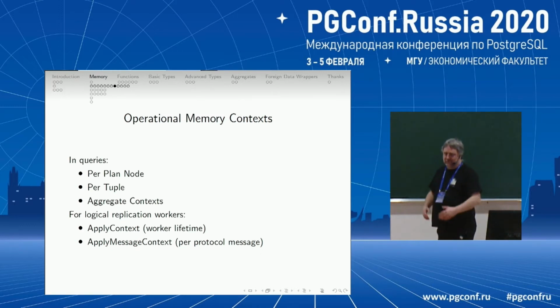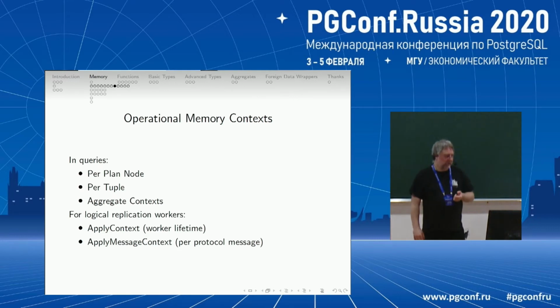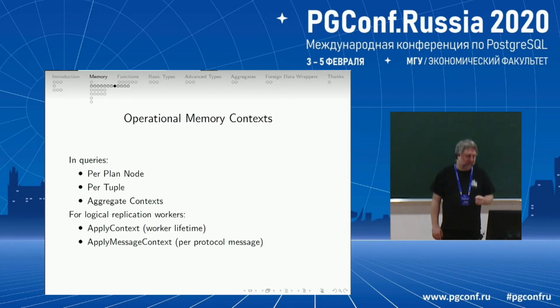Then we have, in addition to the global memory context, certain operational memory contexts. We have per plan node, we have per tuple, and then we have special ones that kick in when we do aggregations. And then for logical replication, we have apply context and apply message context. And these use the slab allocator, not the chunk allocator. You don't need to remember all that for the logical replication stuff. But that's just a footnote. So if you're trying to read through the Postgres source and wondering why this uses the slab allocator, it's because the slab allocator was written for logical replication work.